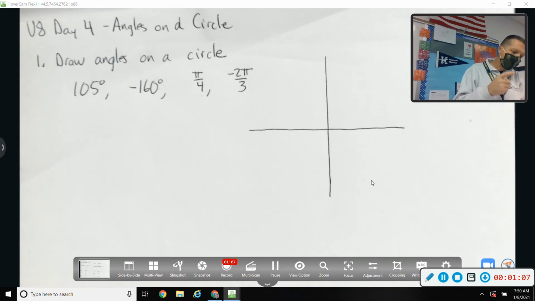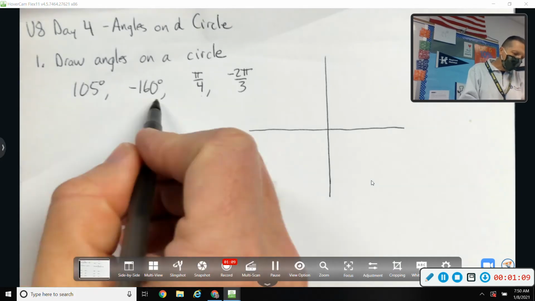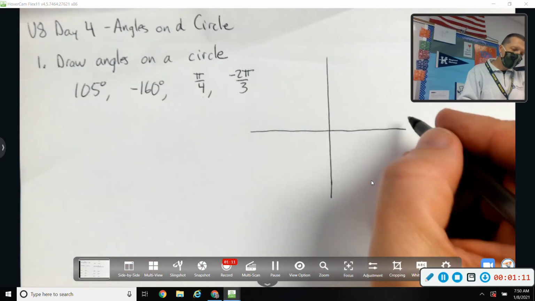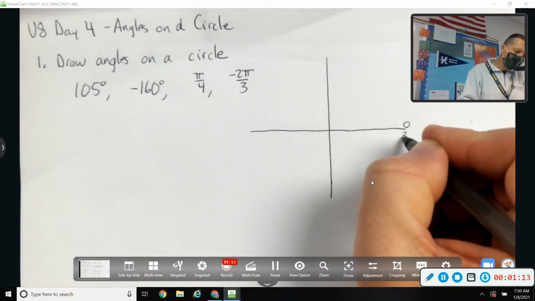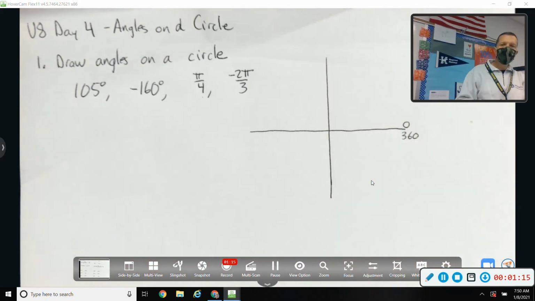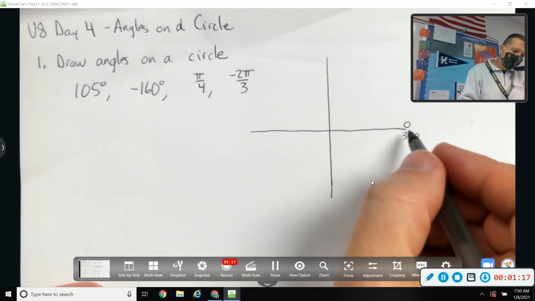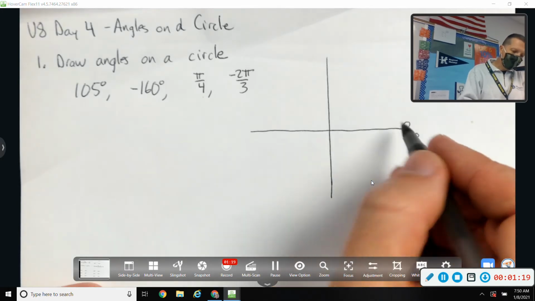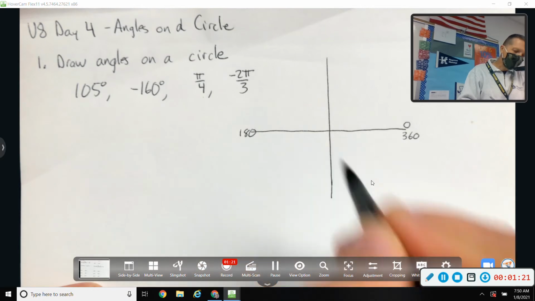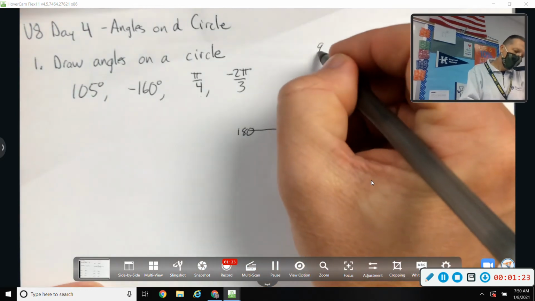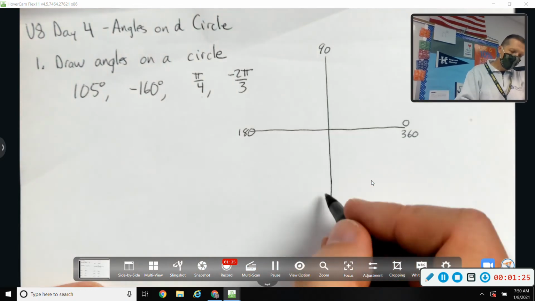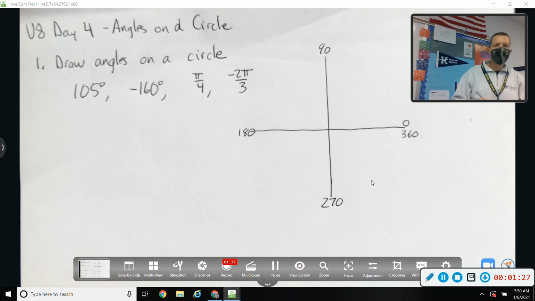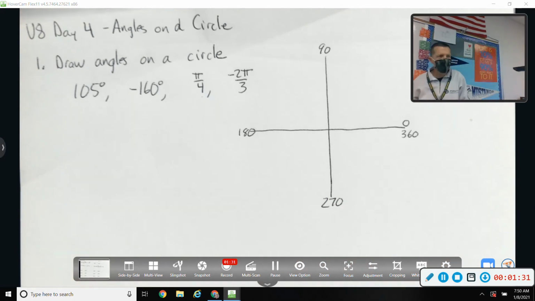And I think maybe you could put these on there, especially the degree ones, but I'm going to go ahead and label it kind of like we did yesterday with degrees. So 0 and 360. Halfway around is 180. Half of that is 90. Halfway in between is 270. Most of y'all are pretty good with those because we're more familiar with degrees.